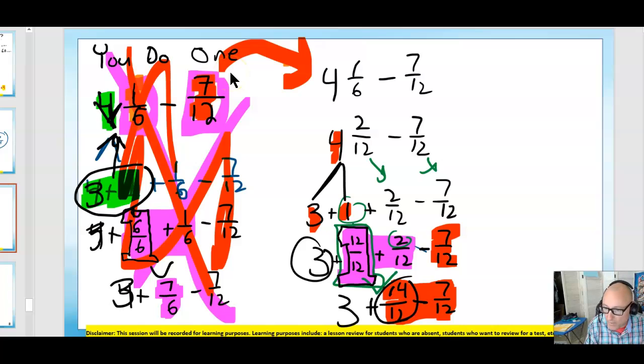I still have 3 whole pizzas here. So what I'm left with is 3 whole pizzas, not even cut yet, and then left with 14 minus 7, which is 7 12ths. 7 pieces left, right? Because 14 minus 7 is 7 12ths. There's an answer.